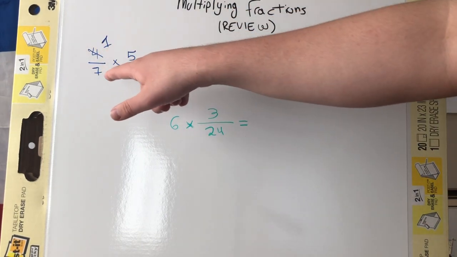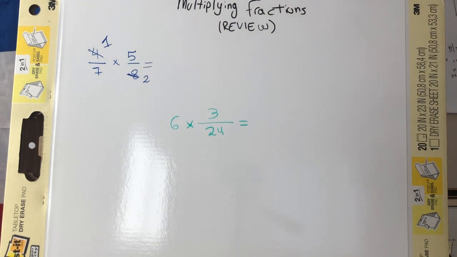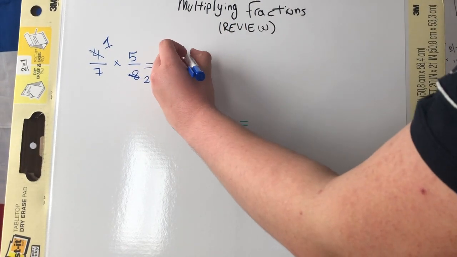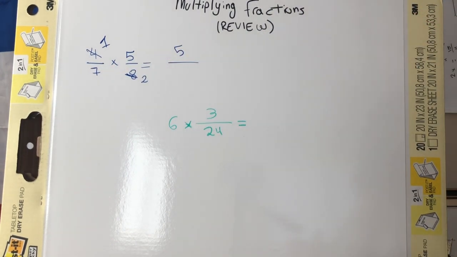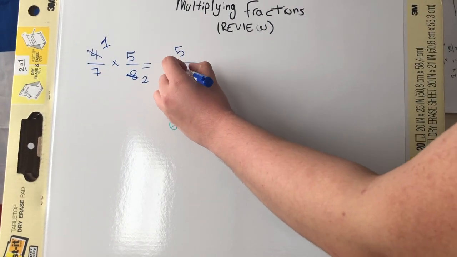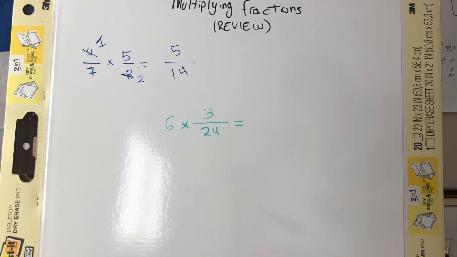And then now we just do the multiplication. So we have 1 times 5 is 5 over 7 times 2, which is 14. And that's the answer to the first question. So remember, always simplify your fraction and then do the multiplication, because it just makes it a lot easier.